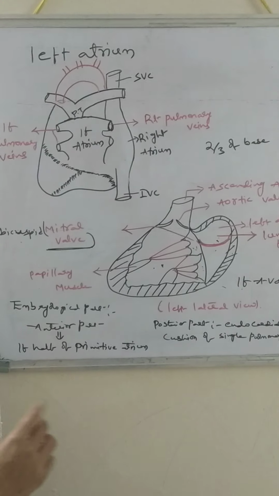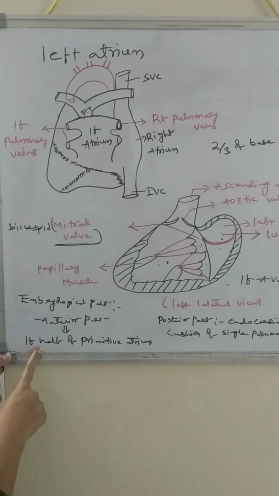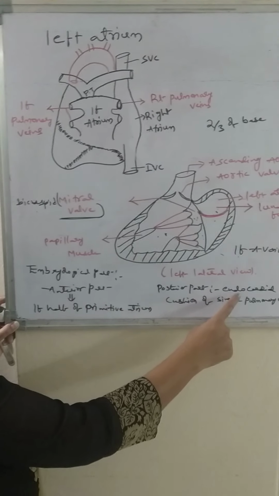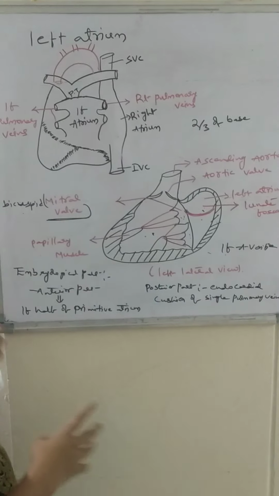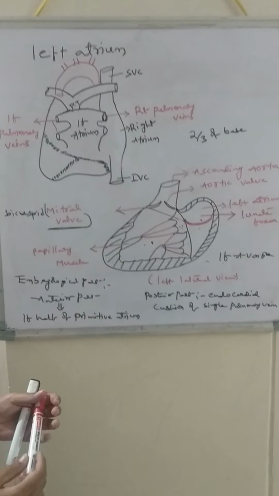I am repeating again. The anterior part of the left atrium is formed by the left half of the primitive atrium. The posterior part of the left atrium is formed by the endocardial cushion of the single pulmonary vein.